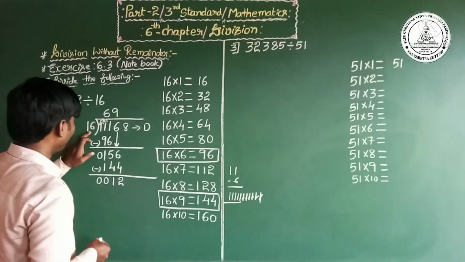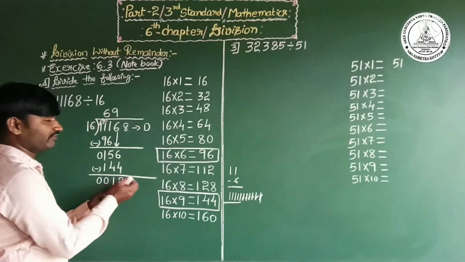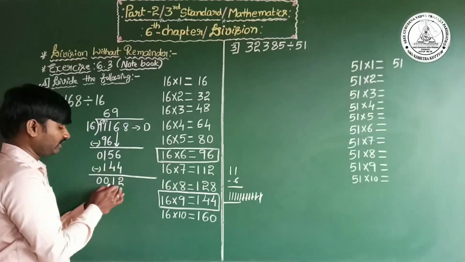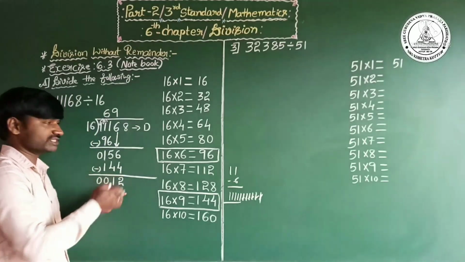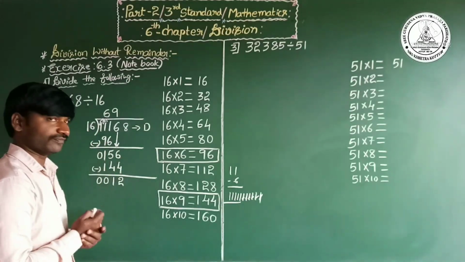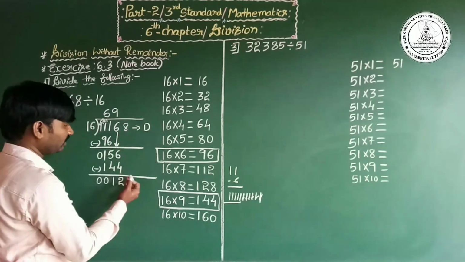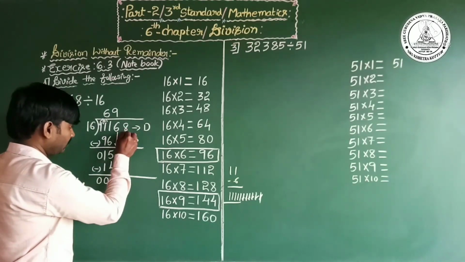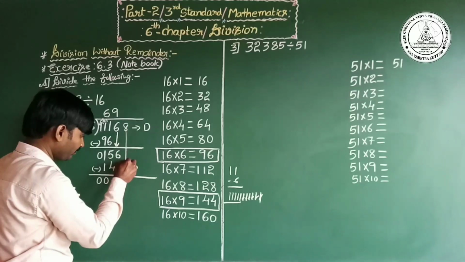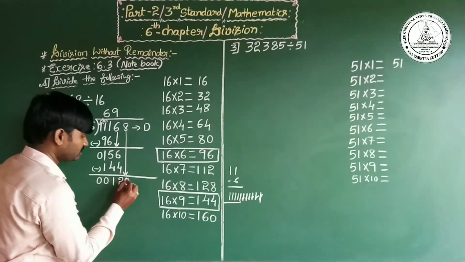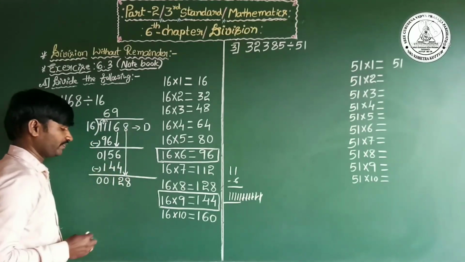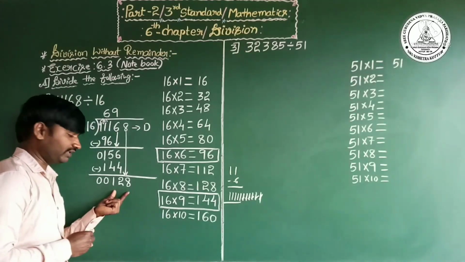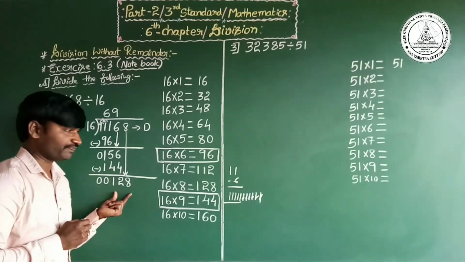The next, dear student, compare 16 and 12. 12 is the new dividend. Compare 16 and 12, 12 is very small. This is not possible to divide by 16. So you bring down the next digit. Next digit is 8. Yes, dear student, we call the new dividend 128.